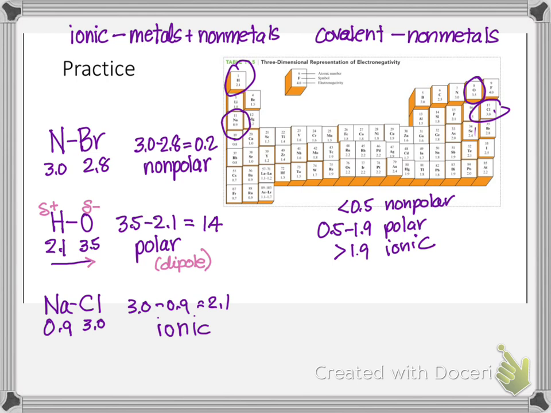What happens if there's two of the same? Let me erase some of my circles just so we can see better. So two of the same. Let's say I have a carbon and a carbon. Okay, so carbon is right here. It's 2.5.